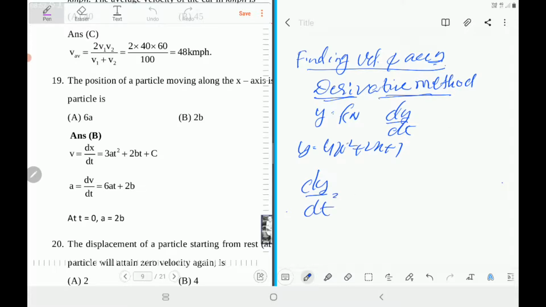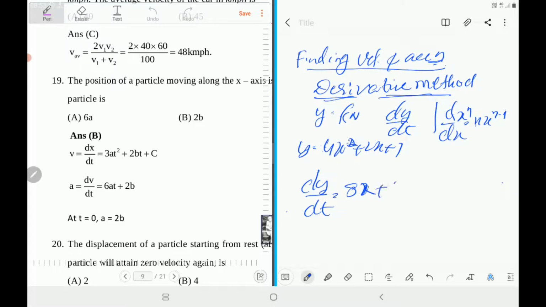Which relation are you using here? You are using the relation: the derivative of x power n is n into x power n minus 1. This formula you know, right? So what do you write? 4 times n into x power n minus 1, where n is 2. 2 fours are 8, so 8x, because x power 2 minus 1 is 1.